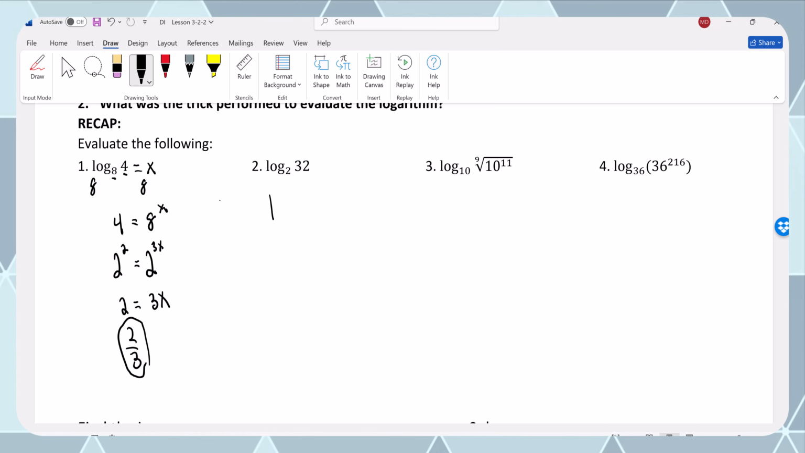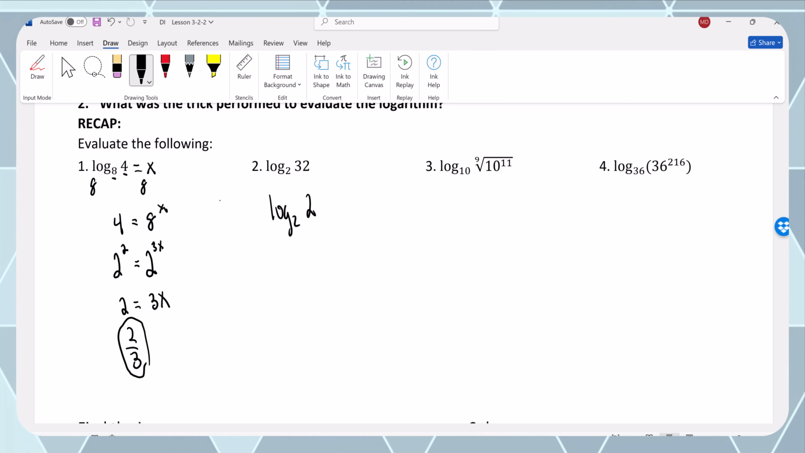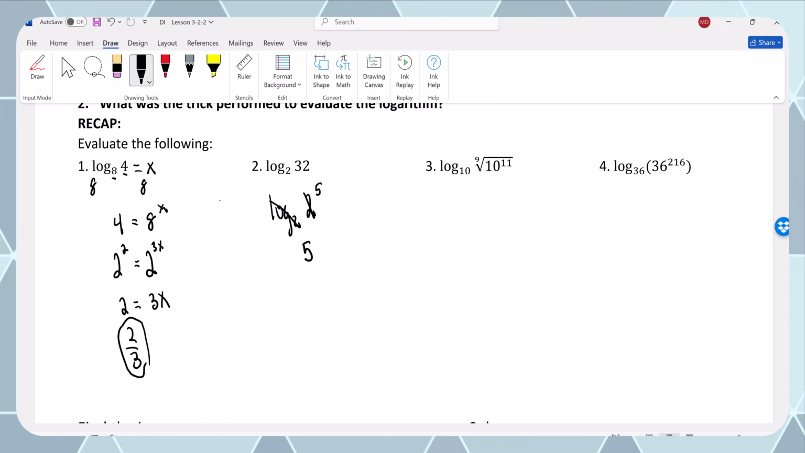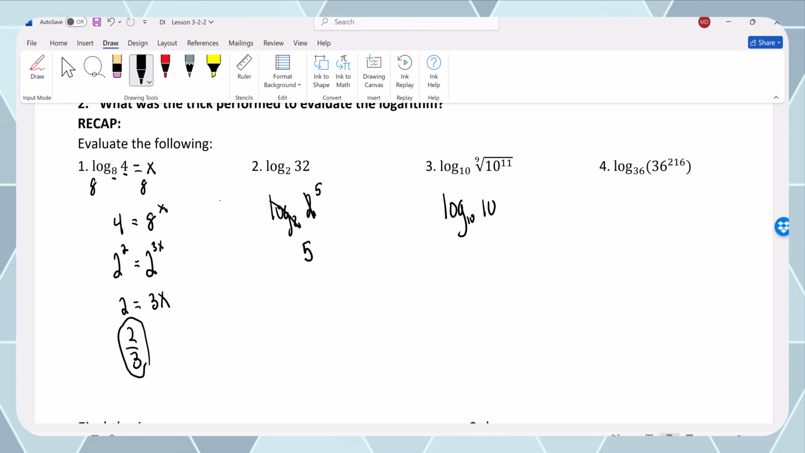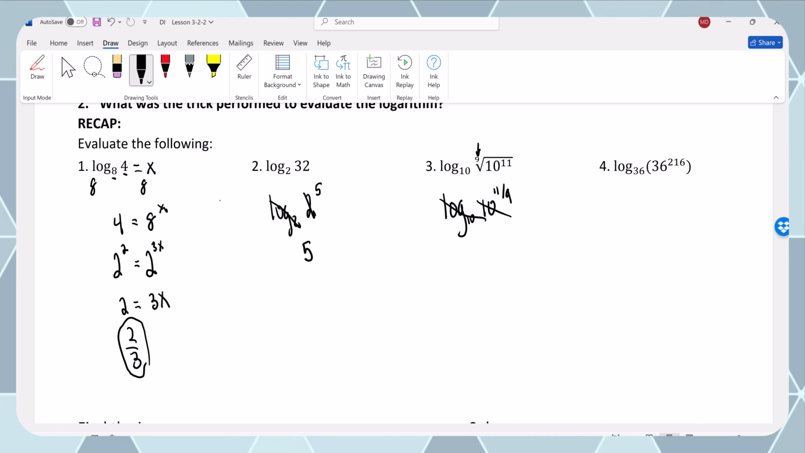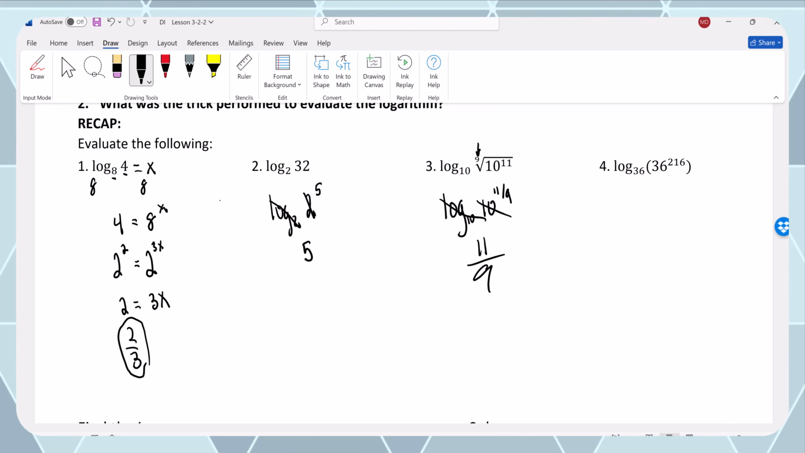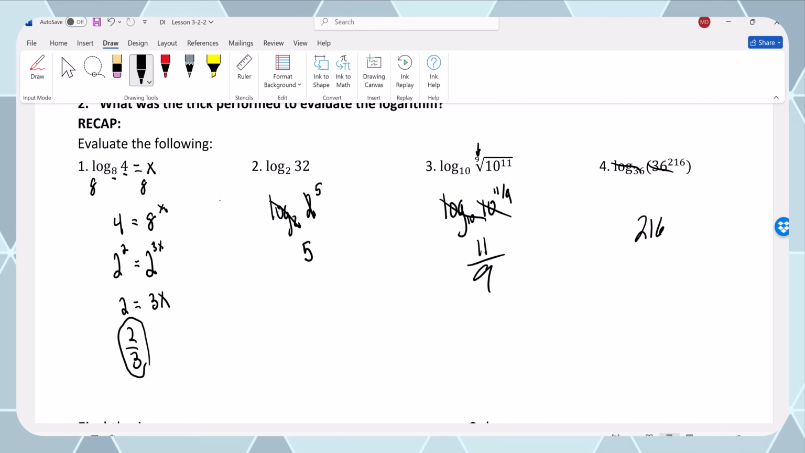For this, what power can I raise 2 to? So 2 times 2 is 4, 8, 16, 32, so that's 2 to the 5th. The log base 2 and the 2 cancel out, so you get 5. You can rewrite this as log base 10 of 10 to the 11 over 9. Basically, any root goes in the denominator of the exponent, so that cancels out, and you get 11 over 9. And then base 36 and 36 cancel out, and so you're left with 216.